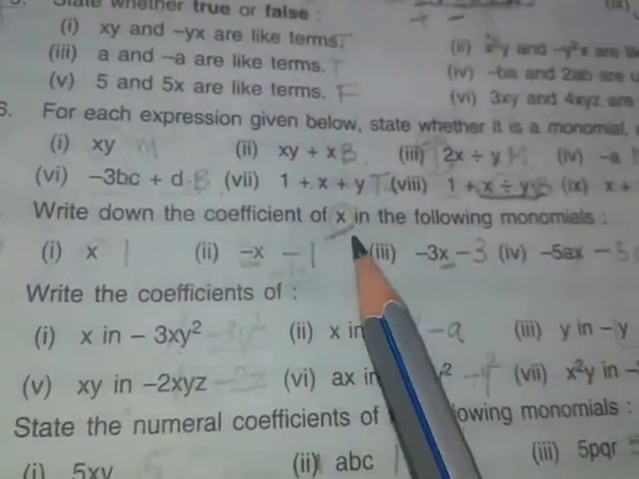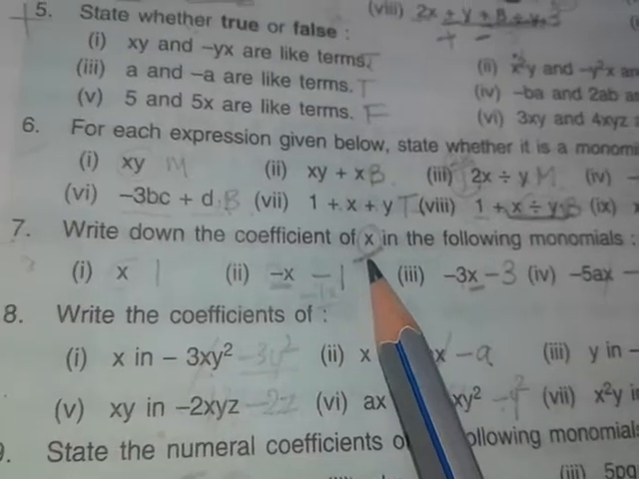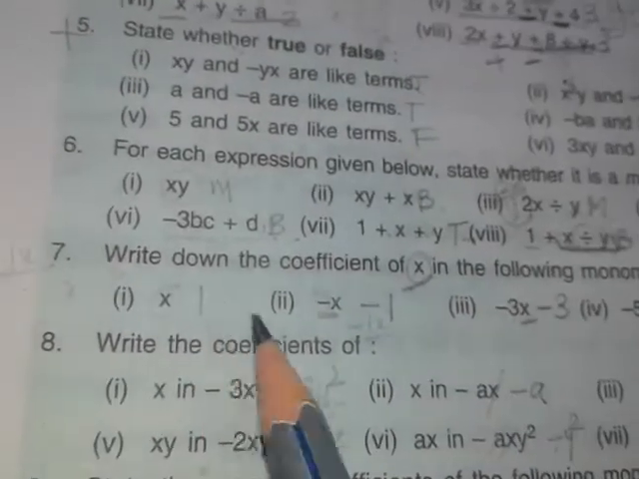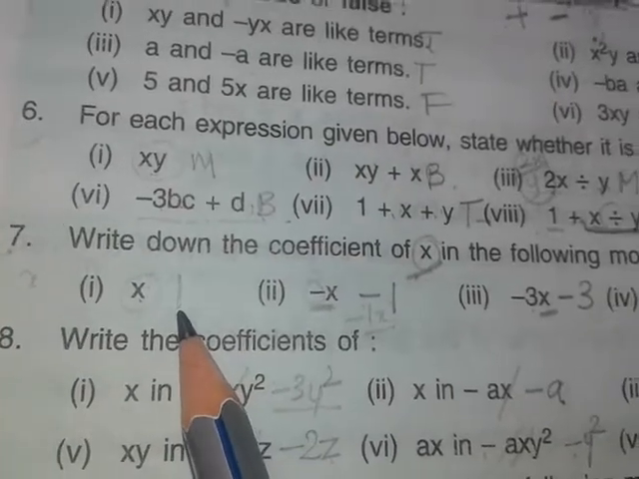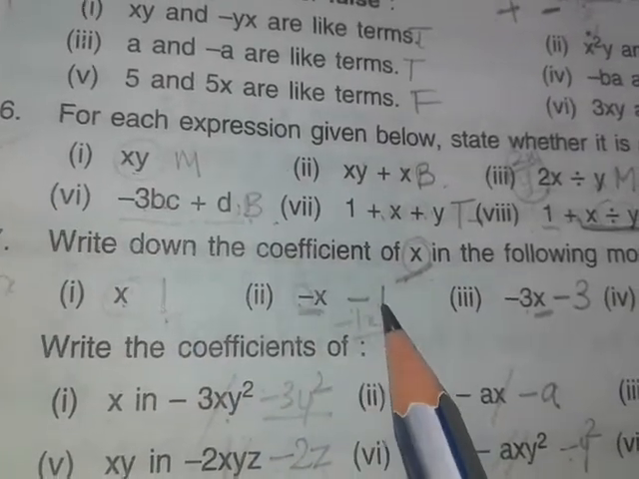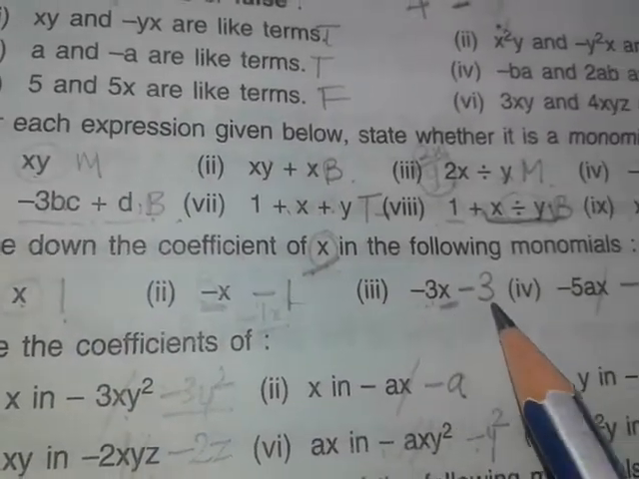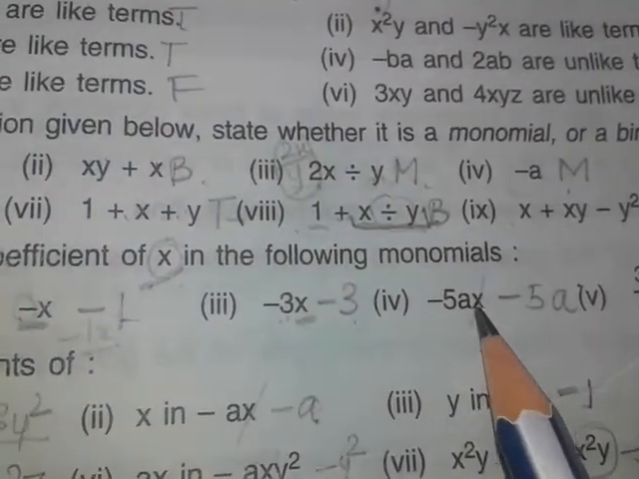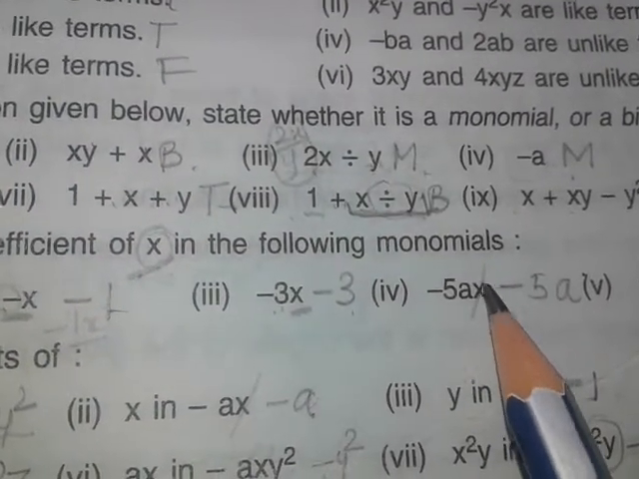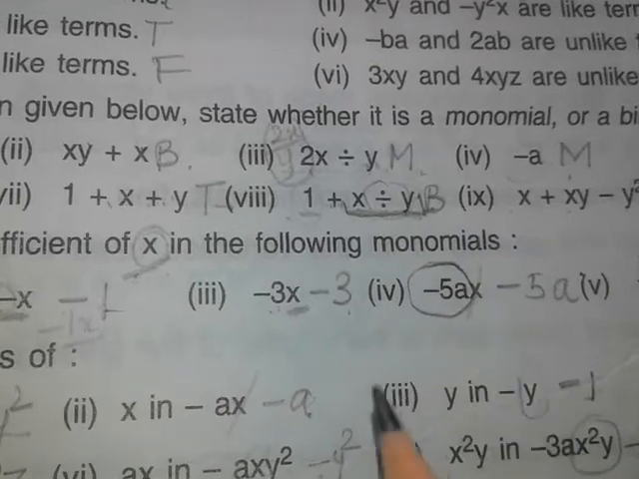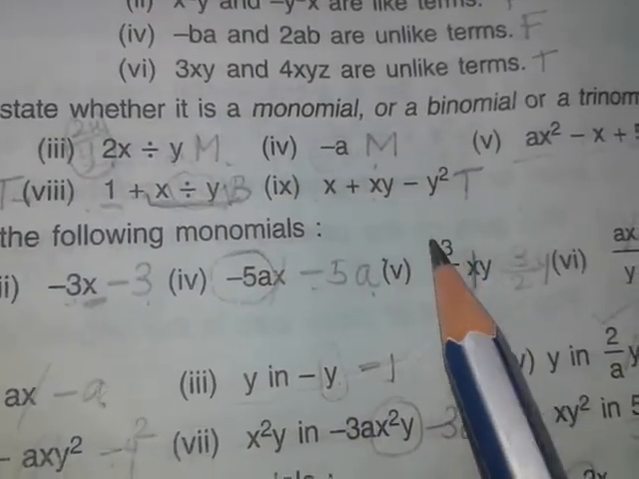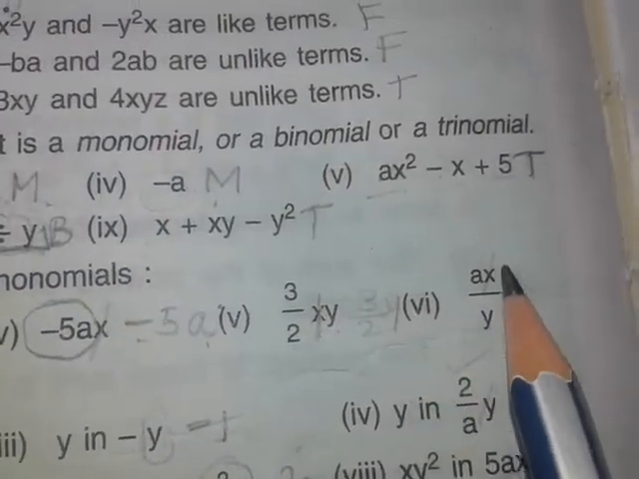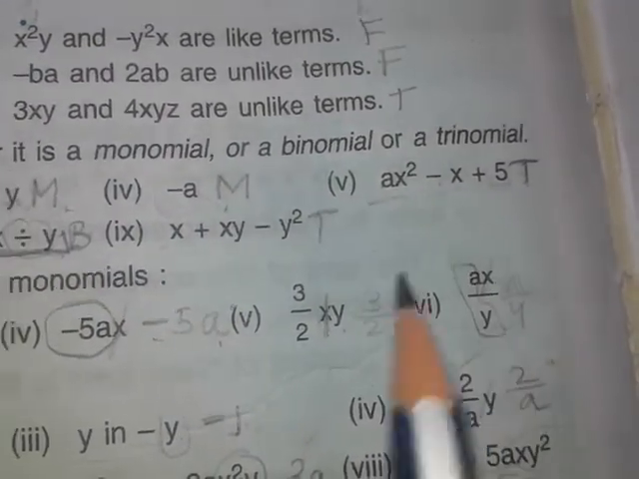Write down the coefficients of x. Coefficient of x means the one which is there with x. So the coefficient of x here is 1. Do not write x again in the exam. Minus x means minus 1. Minus 3x means minus 3. The coefficient of x is whatever is there other than x, that is minus 5a. Again, other than x, whatever is there, 3 by 2 y. Sixth, other than x, whatever is there, a by y.